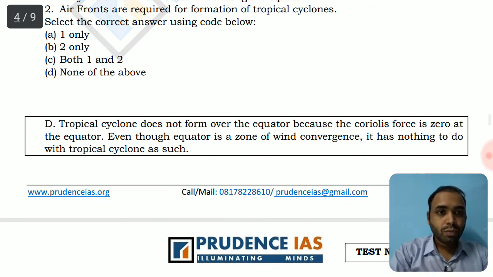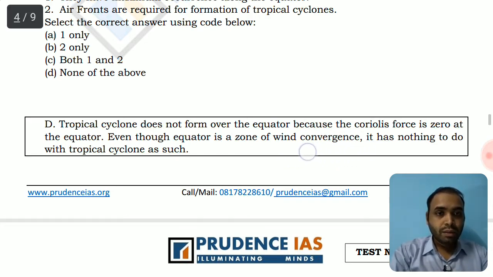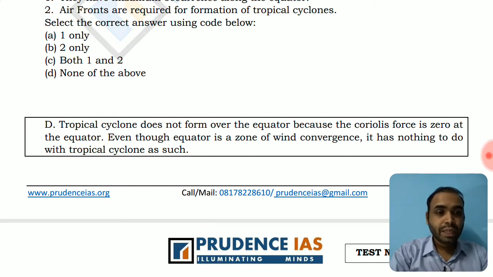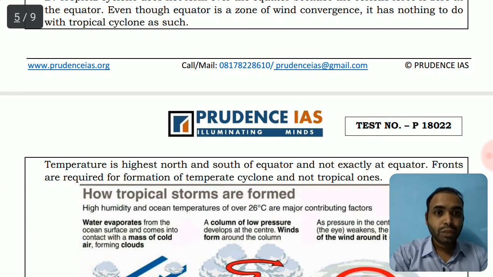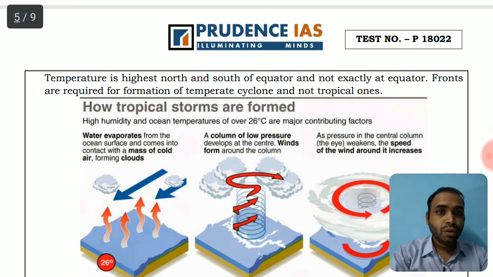Tropical cyclones do not form over the equator because the Coriolis force is zero at the equator. Even though the equator is a zone of wind convergence, it has nothing to do with the tropical cyclone as such. Although we have already seen this phenomenon of ITCZ, the Inter-Tropical Convergence Zone, which is very important and is shifting, it is important in context of Indian monsoons. So you should be thorough with these concepts related to the Indian monsoons also. Temperature is highest north and south of the equator and not exactly at the equator. Fronts are required for the formation of temperate cyclones, not tropical cyclones.